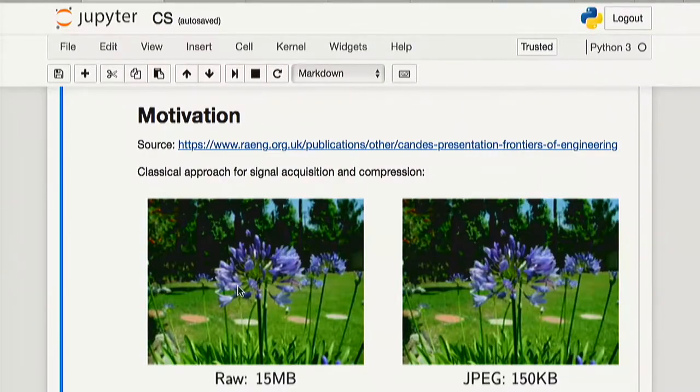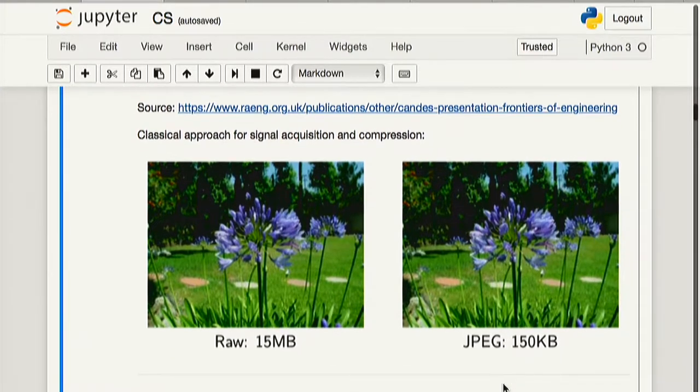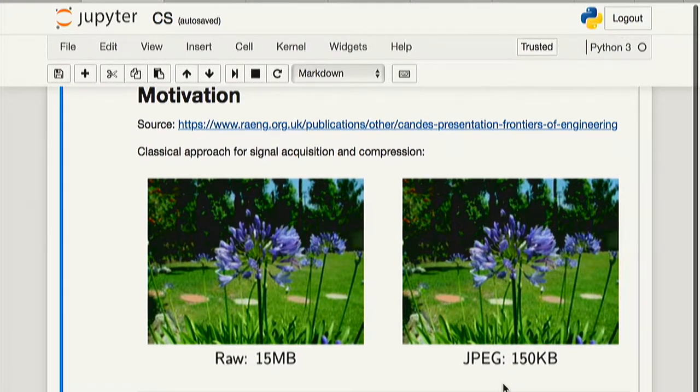The reason is we have, for instance, these two images that you see here. These two images are flower pictures, as you can see. This one is a raw image, in the natural format of the image, and this one is the image in a compressed presentation, with a JPEG format for compression or something like that. This is the classical point of view of compression in images that we are currently using in most of the technologies that we have today.